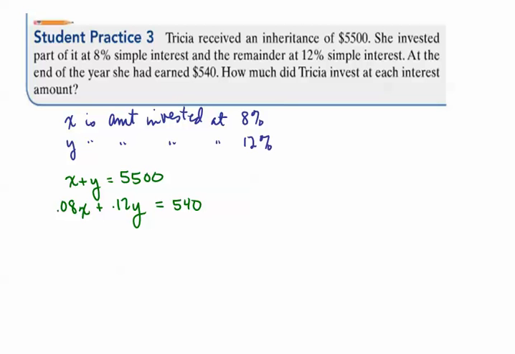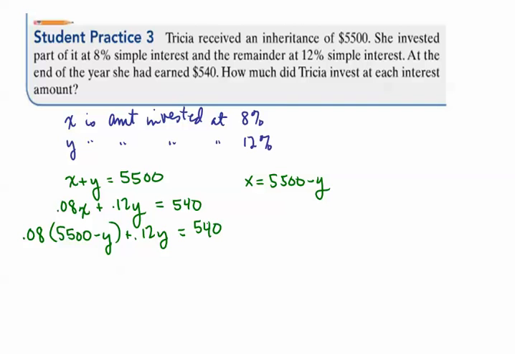We're going to solve the first equation for one of the variables, x or y, doesn't matter, but we will say that x is equal to 5,500 minus y. Now we can substitute that expression for x in the second equation. So 0.08 times (5,500 minus y) plus 0.12y is equal to $540.